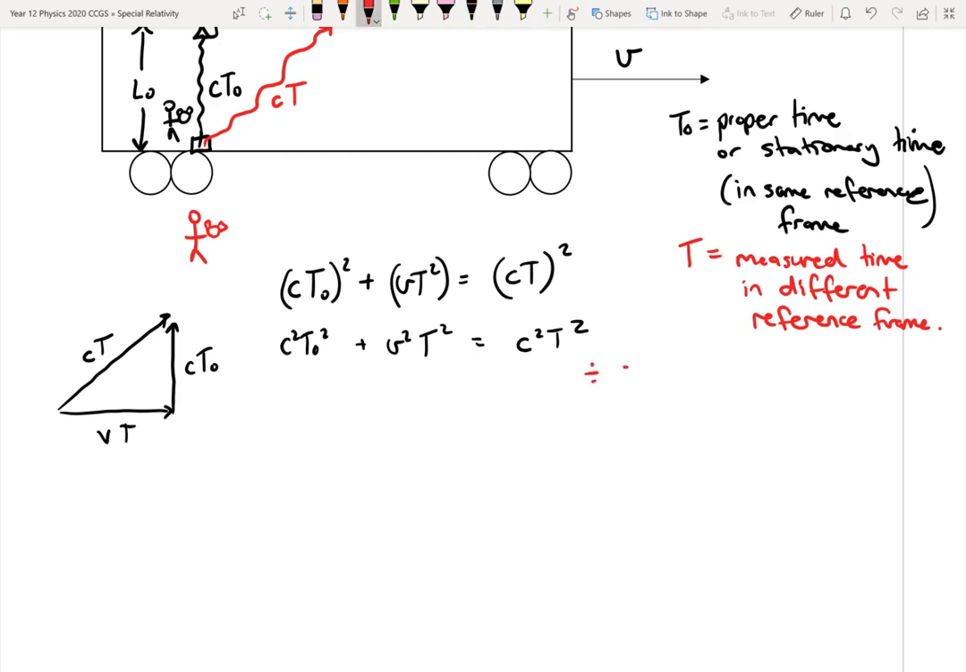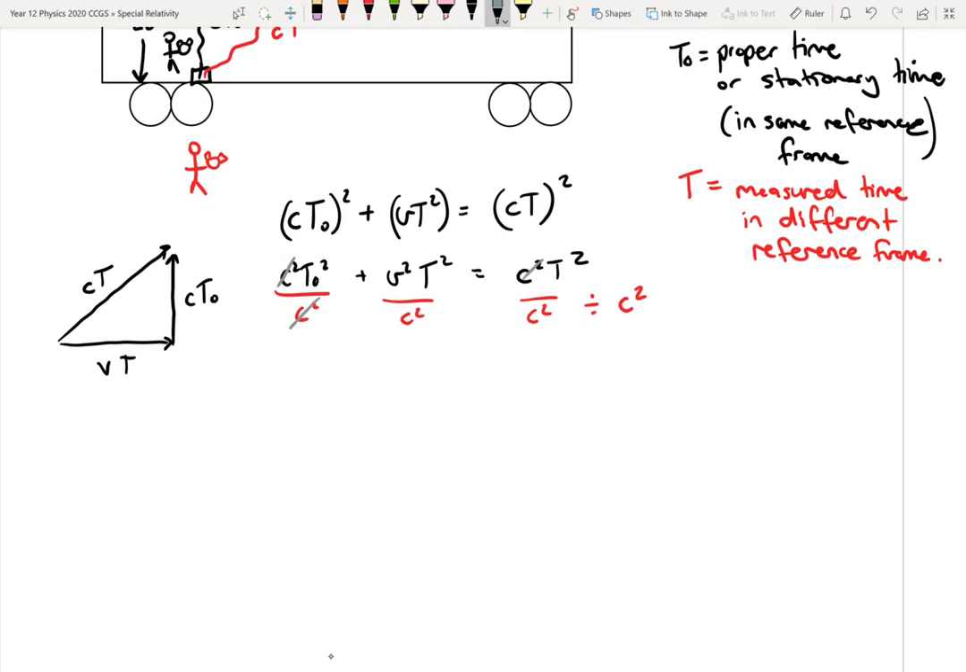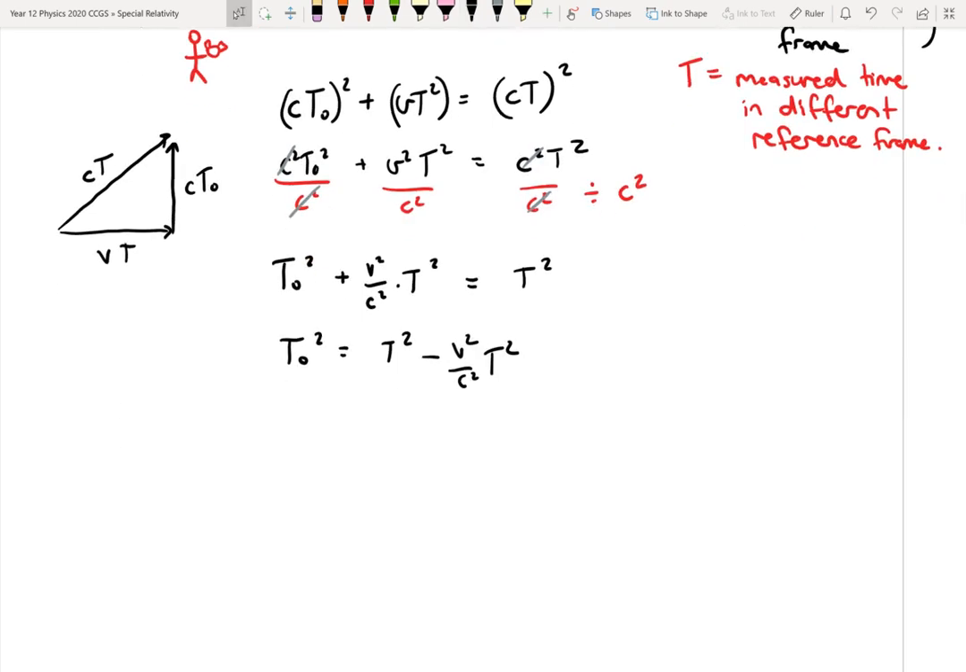Could we now just divide everything by c squared? And we'll be able to cancel a couple of things, but we can't cancel out the v squared t squared one. So let's now say, all right, I've got t naught squared plus v squared on c squared t squared equals t squared. What am I going to do next? I'm going to get my t naught squared on its own. So that's going to be t squared minus v squared on c squared t squared, all common factor. So I might factorize out my t squared term.